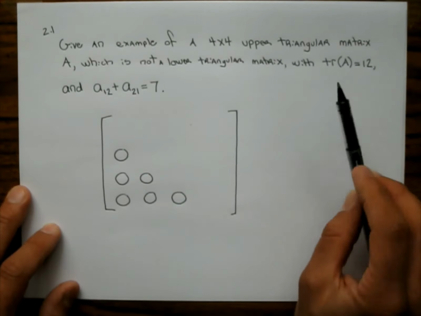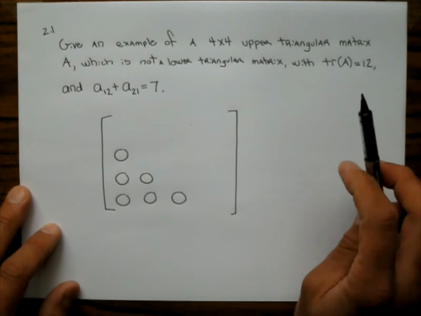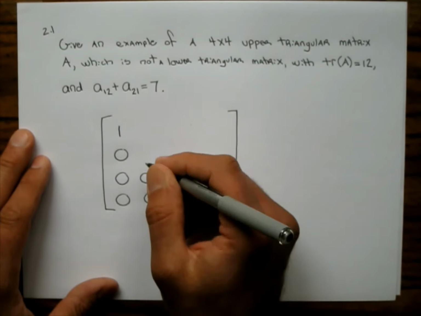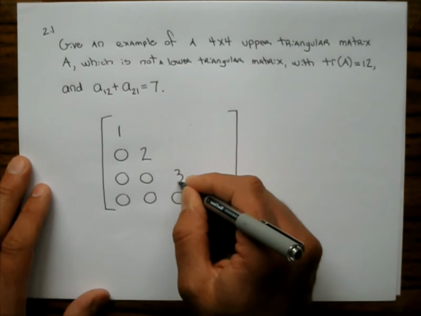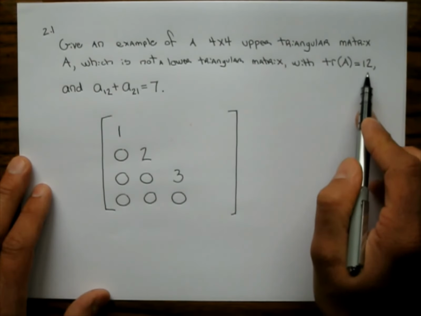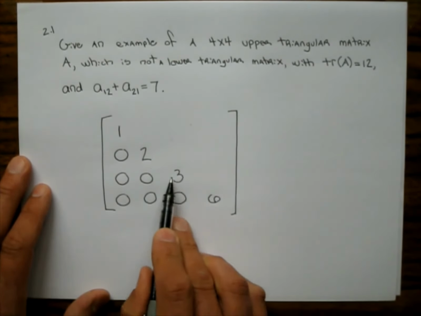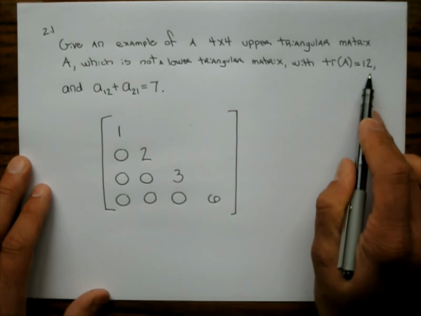Okay, let's do the trace is 12. Well, what is the trace of a matrix? The trace of the matrix is the sum of the main diagonal, and there are many different answers you can do. If I just put a 1 there, and a 2 there, and a 3 there, that already adds up to 6. The thing has to add up to 12. So I'm going to need a 6 there. So look, 6 plus 3 plus 2 plus 1 equals 12.